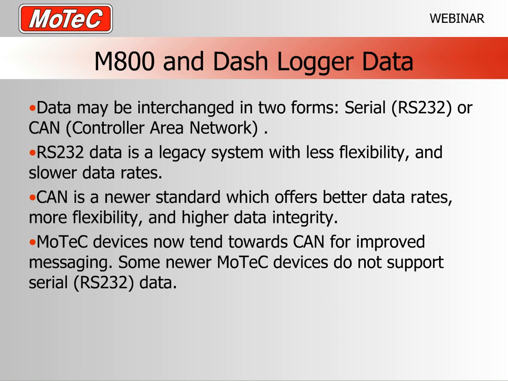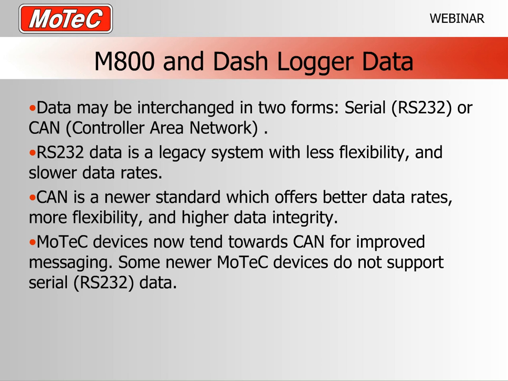So we have a complicated range of possibilities to move data between our different devices, and typically people will be using our M800 ECUs or our 100 series ECU family and one or other of our Dash Loggers, which would be ADL, the ADL2, the ADL3, the SDL3. Now we have two normal forms of data interchange between these devices. The earlier form of data exchange is serial, or RS232, where we have a separate transmit and receive line. And then we also have CAN, which is Controller Area Network.